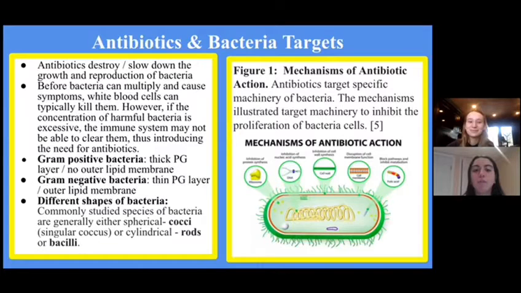Antibiotics are crucial for preventing the proliferation of bacteria that could be the cause of many serious infections. As you can see in Figure 1, there are many different mechanisms of antibiotics, which include inhibition of protein synthesis, inhibition of nucleic acid synthesis, inhibition of cell wall synthesis, disruption of cell membrane functions, and blocking pathways and inhibiting metabolism.